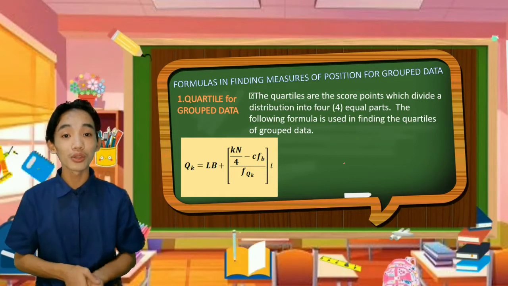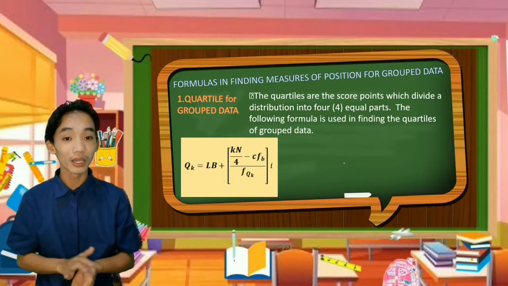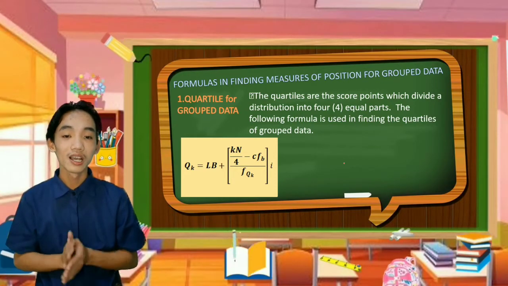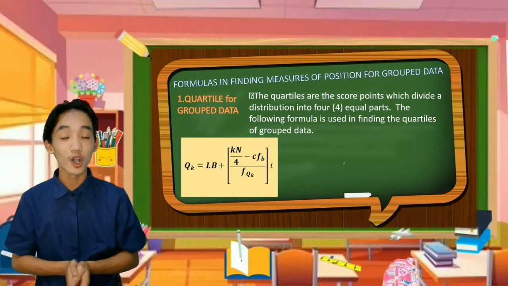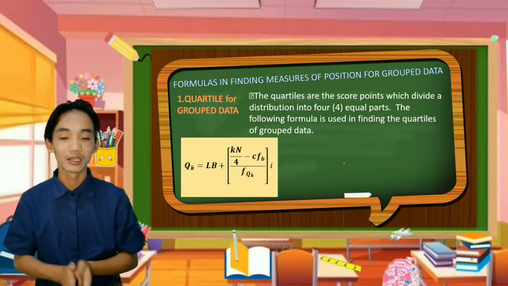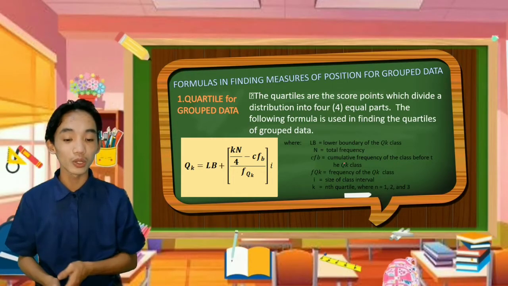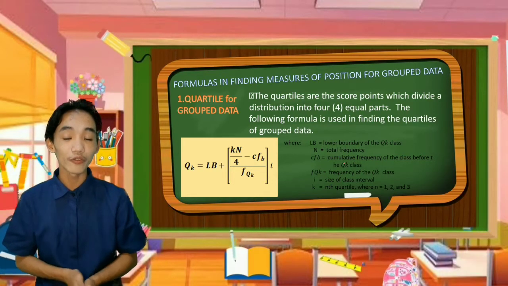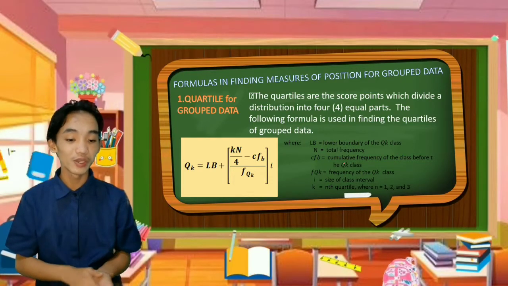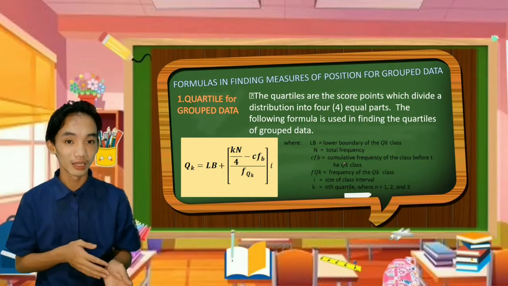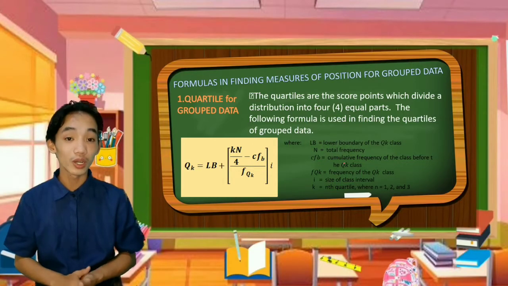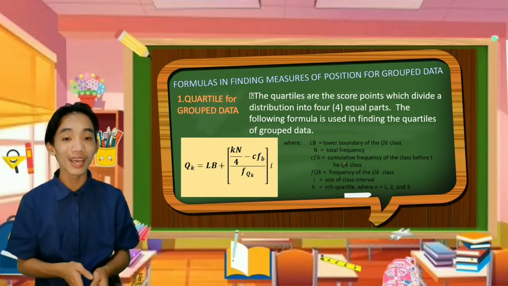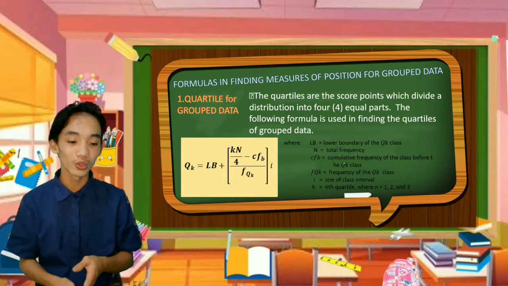First, the formula that we are going to use today is Q sub k equals LB plus (k n over 4 minus CF sub b) over F Q sub k, multiplied by i, where LB is the lower boundary of the Q k class, n is the total frequency, CF sub b is the cumulative frequency of the class before the Q k class, F Q k is the frequency of the quartile k class, i is the size of the class interval, and k is the nth quartile, where k is equal to 1, 2, and 3.